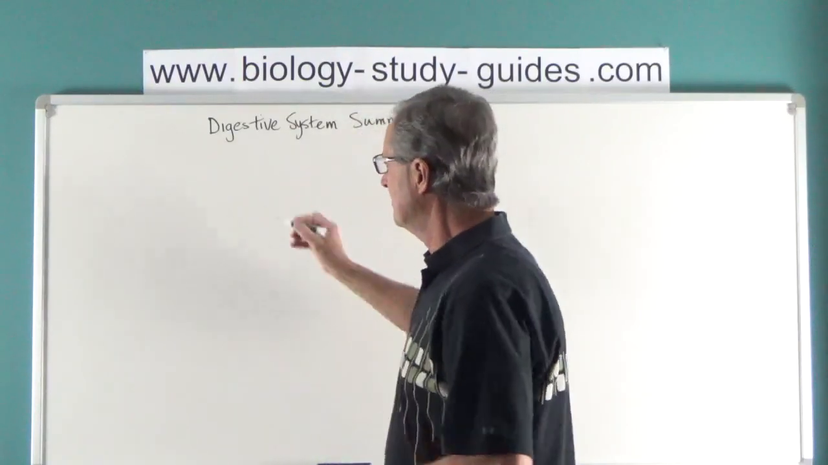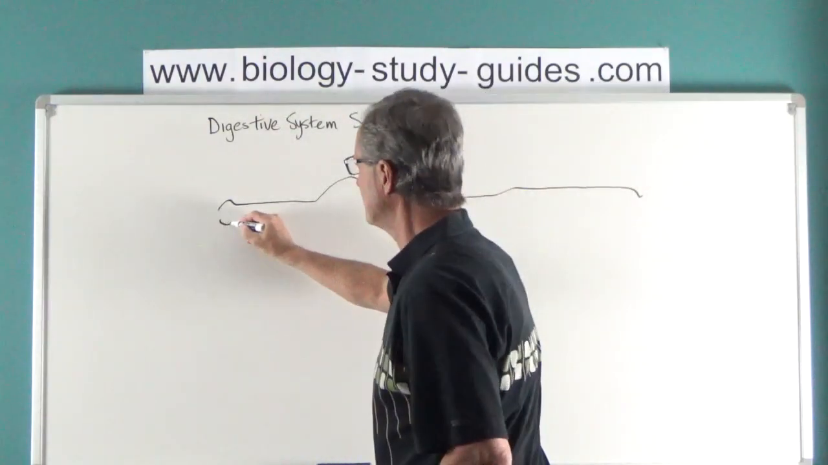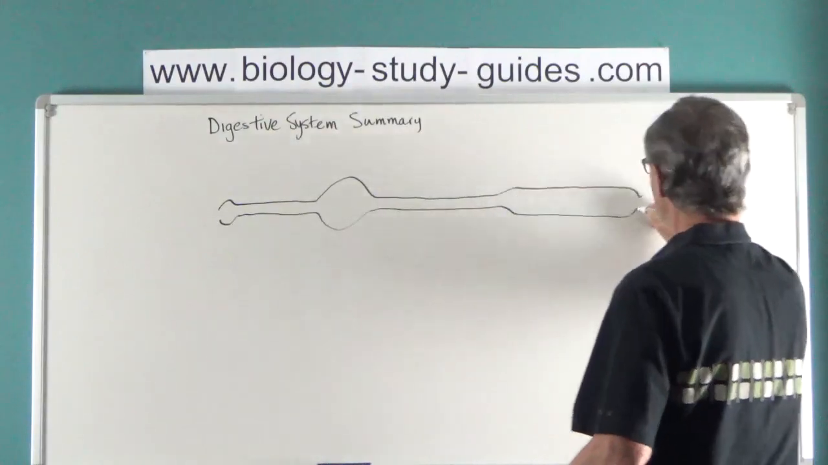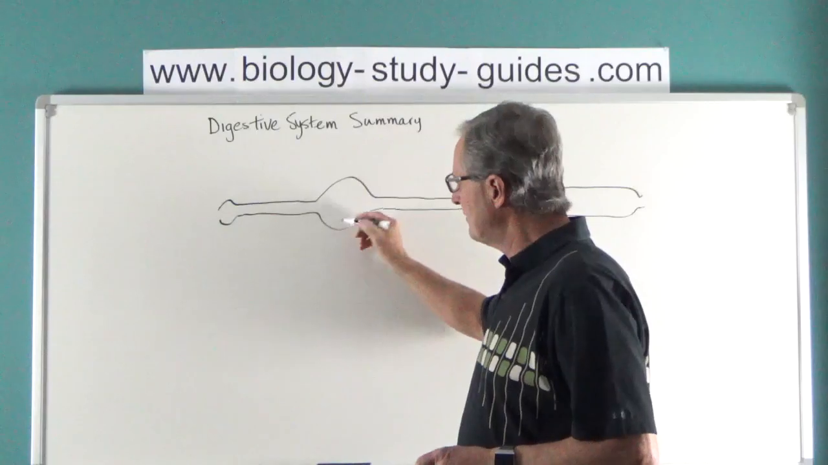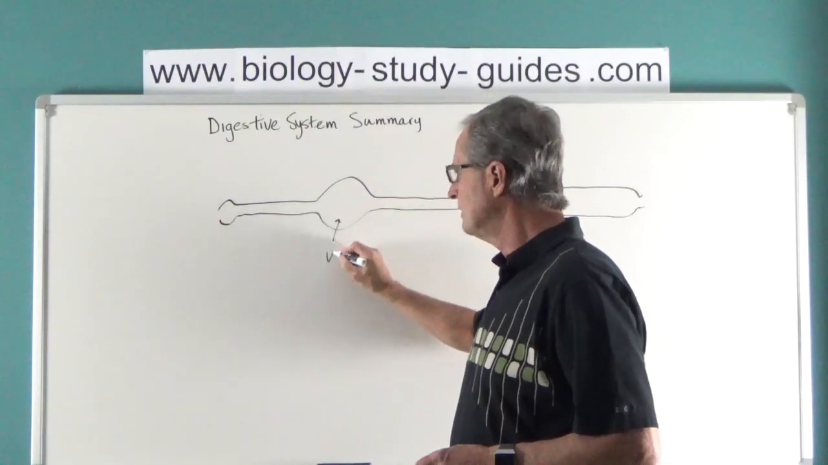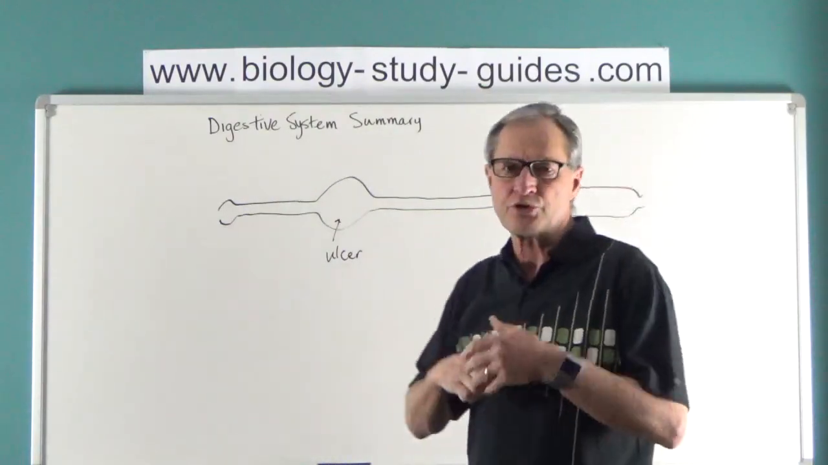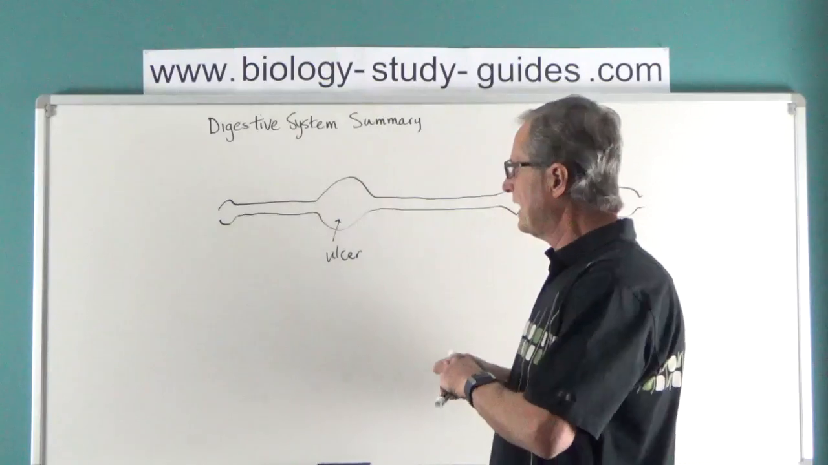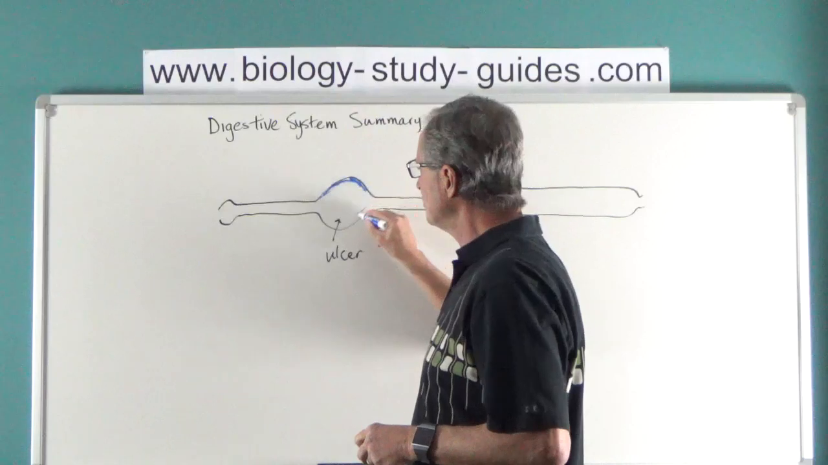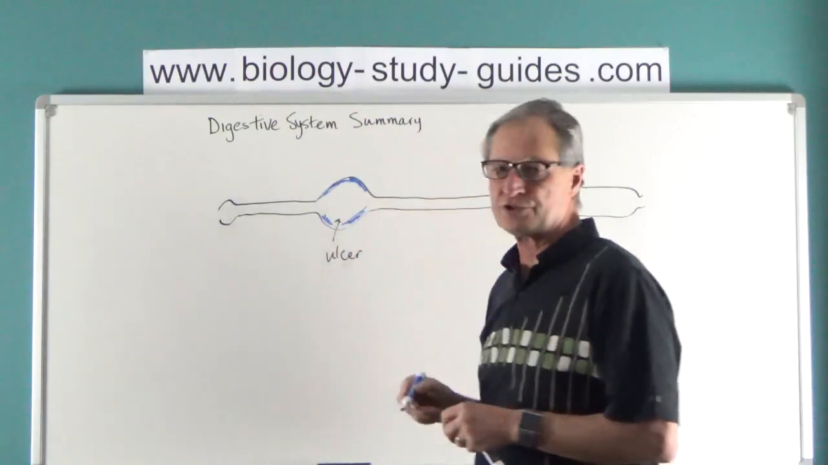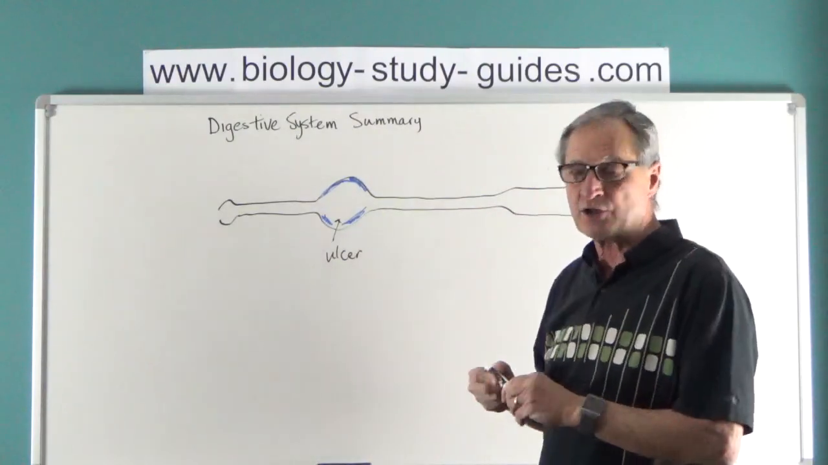Let me quickly just put the digestive system back up here. Health concerns in the stomach. Sometimes there's ulcers. The stomach produces a lot of mucus which covers the inside surface here. The purpose of the mucus is to protect the stomach. It also provides water for hydrolysis, for hydrolytic reactions. The mucus protects the stomach from the low pH, from the hydrochloric acid.